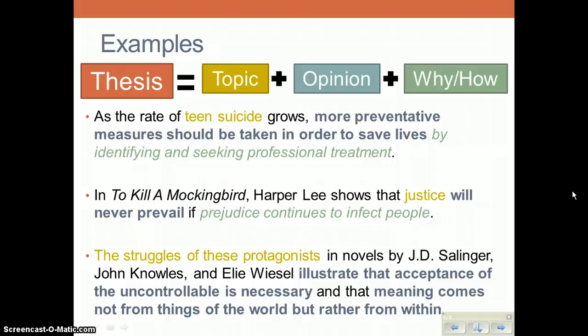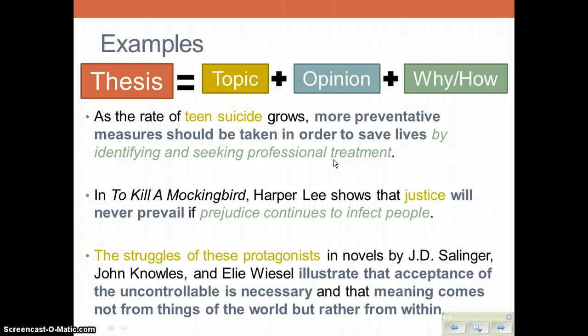We have a few examples up here for lots of different types of essays. The first example, about teen suicide, would be one that you could use for an argumentative or research paper. You see the topic, which is teen suicide, and then the opinion, more preventative measures should be taken in order to save lives. But why, or how in this case? By identifying and seeking professional treatment. So you're encouraging your audience to consider helping teens who are struggling, by being preventative and by seeking out treatment.